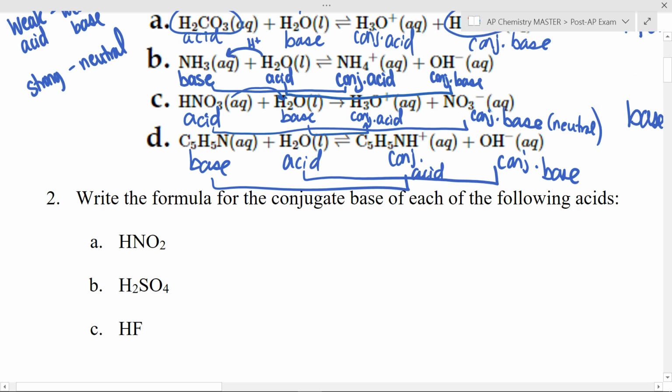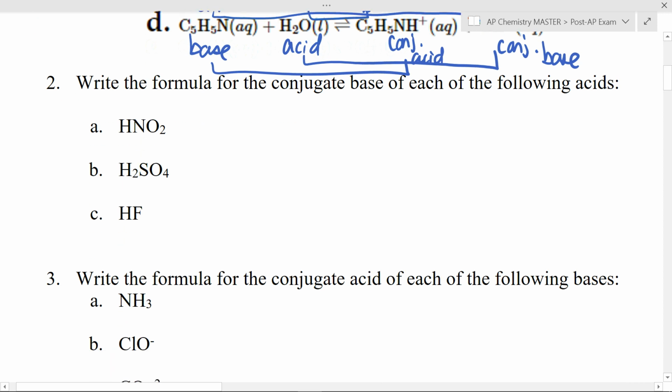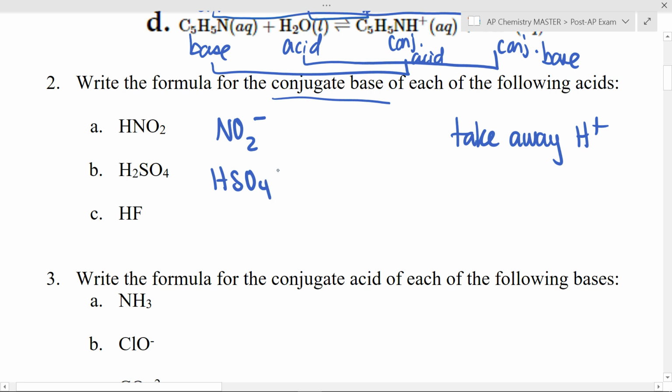Okay, so now let's look at trying to find the conjugate base for each of these acids. Remember, the conjugate base is what's left behind when an acid gives away a hydrogen. So to find the conjugate base, all you do is take away a hydrogen ion. So HNO2 becomes NO2 minus, and now it's got a negative charge because you removed a positive thing. H2SO4, its conjugate base is HSO4 minus. You only ever give or take one hydrogen when you're looking at these conjugate pairs. And then HF, its conjugate base is F minus.